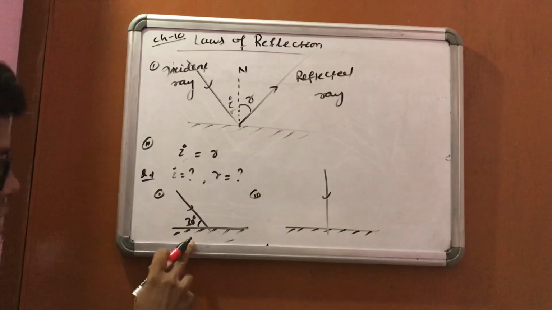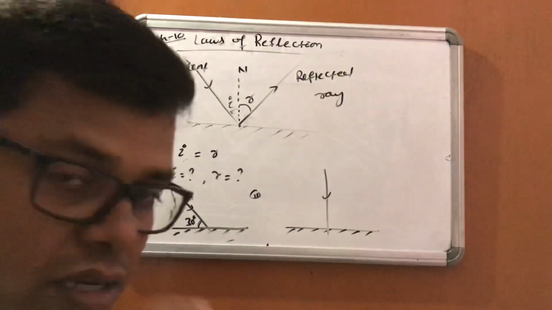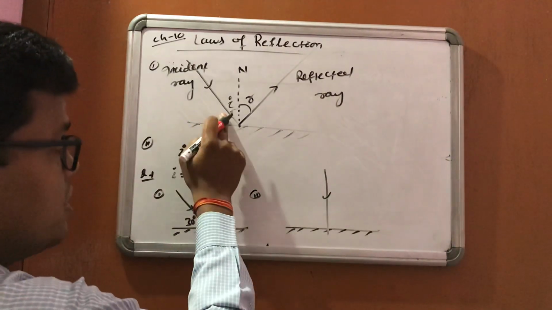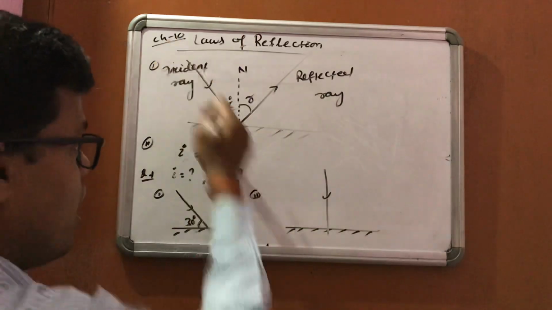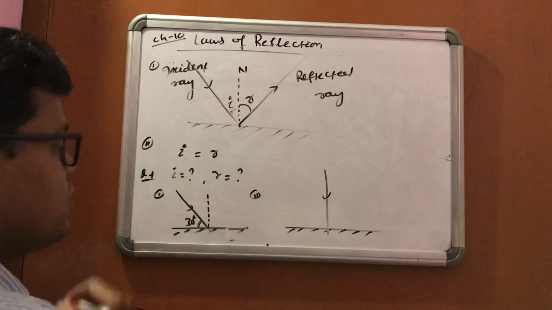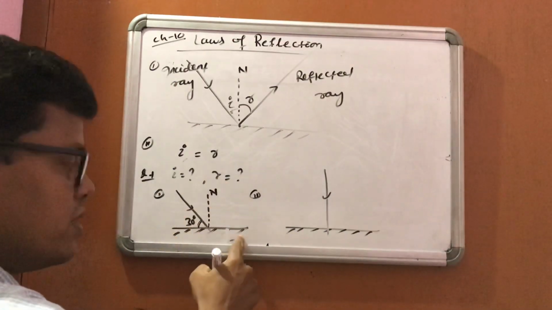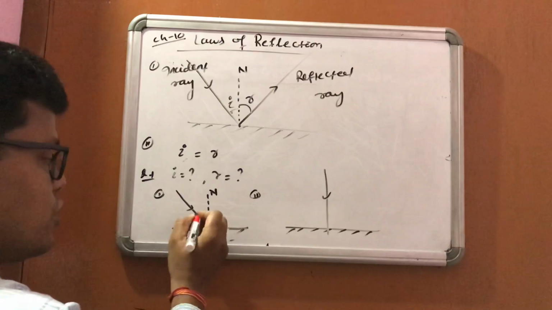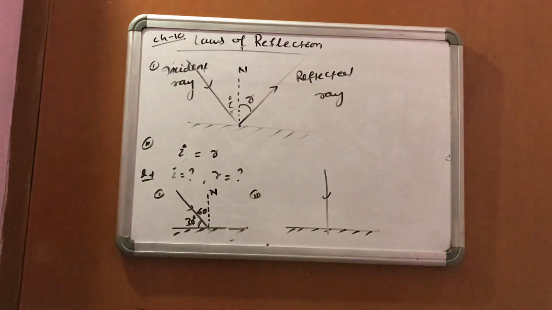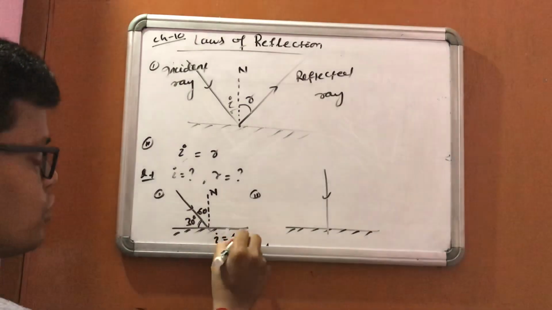What is the angle of incidence here? This is not the angle of incidence because this is not the normal. Remember, the angle of incidence is the angle between the normal and the incident ray. So first of all, draw the normal. This is the normal, which makes 90 degrees with this line. As this is 60 degrees, this is 30 degrees, which means the angle of incidence is 60 degrees. So in this figure, the angle of incidence is equal to 60 degrees.